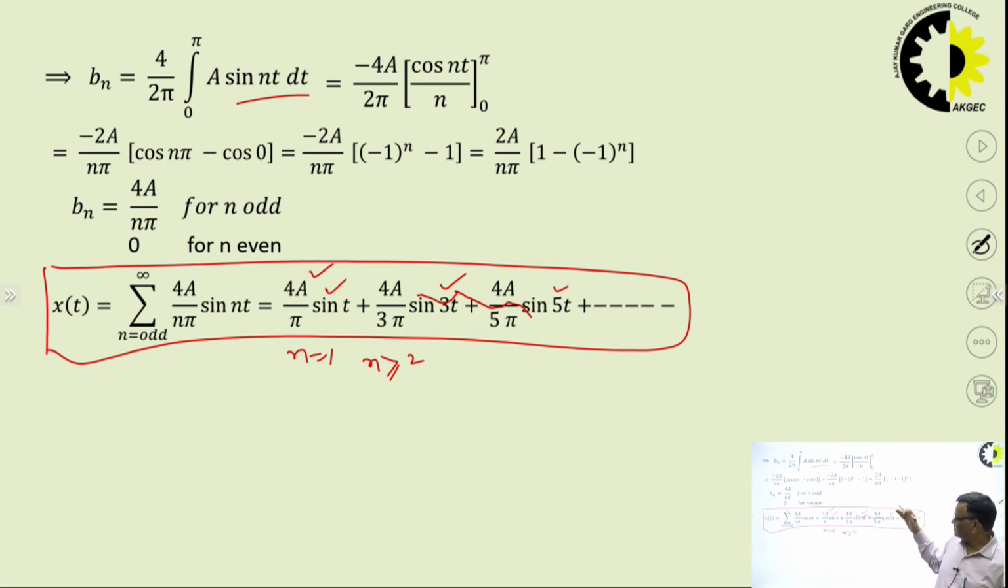It is up to you; here I have taken the odd symmetry. You can solve this problem using either the half wave symmetry or the quarter wave symmetry. The answer will be the same. So basically it is a harmonic series, so Fourier series is also called the harmonic series. Thank you very much.